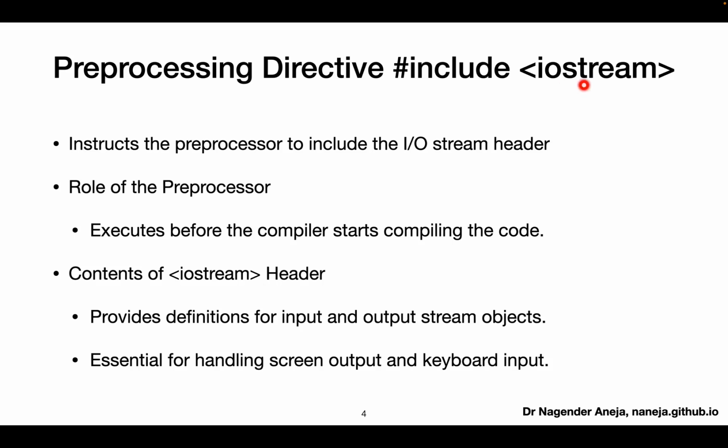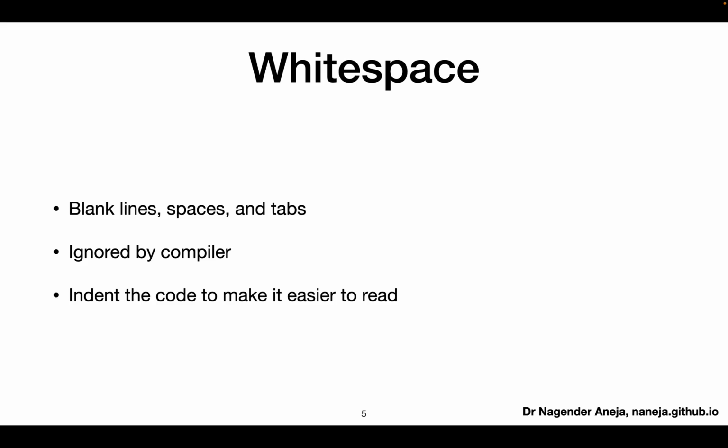In case of IOStream, it is essential if we want to display something on the screen, or get something from the keyboard. If we are using that, then we need IOStream. If we are not handling any keyboard or screen, then we may not require it for our program. Then white spaces. A C++ program can have blank lines, spaces and tabs, and everything related to space is ignored by the compiler. We prefer white spaces and indentation to increase readability, but C++ ignores them.